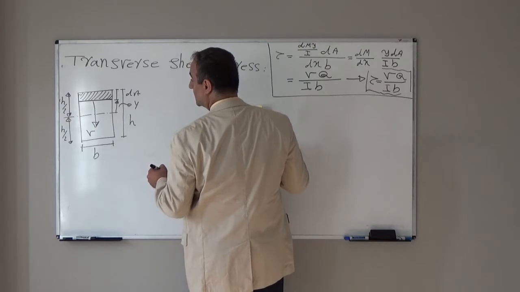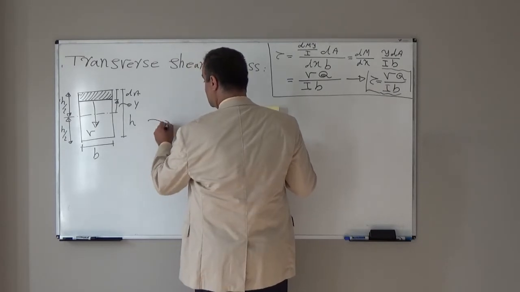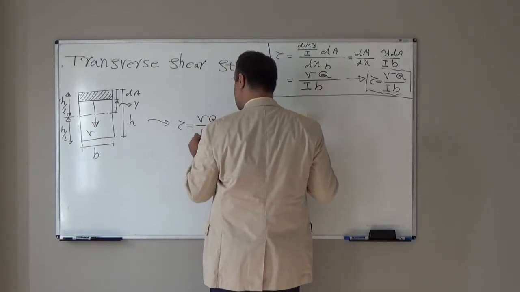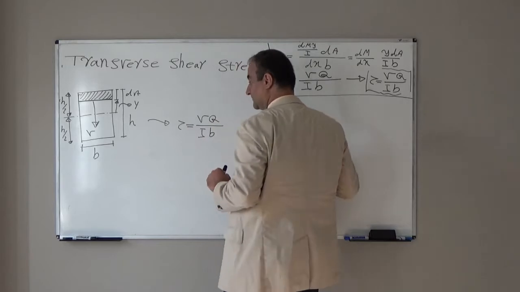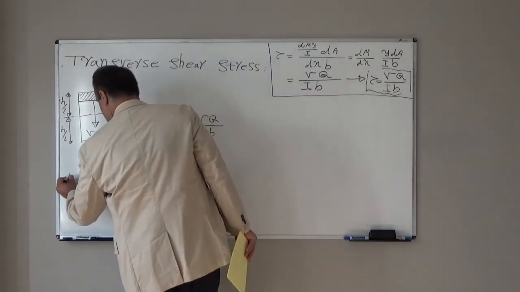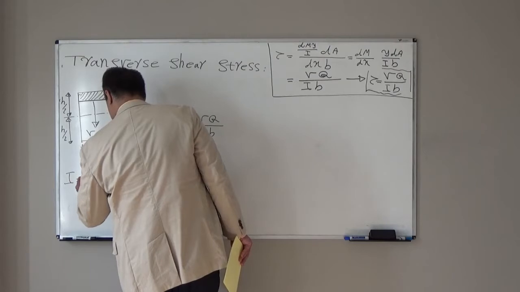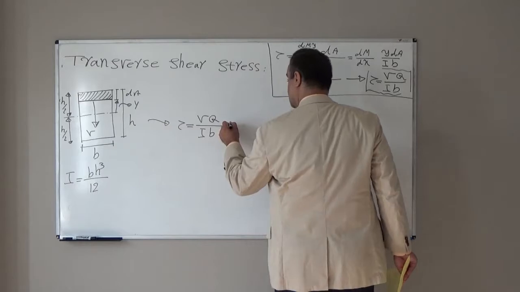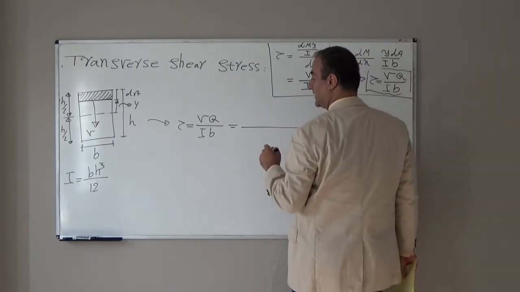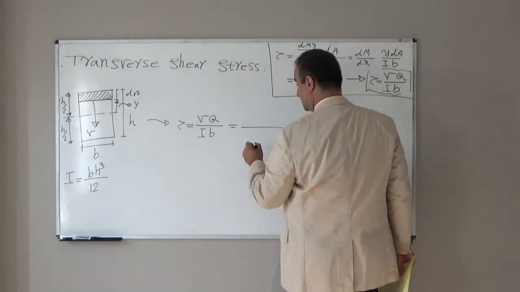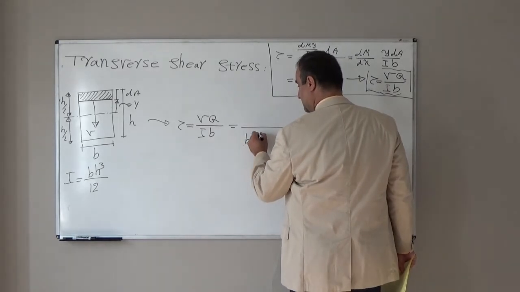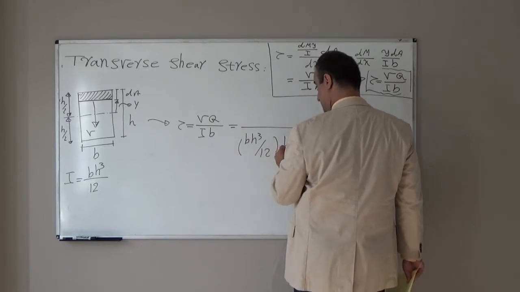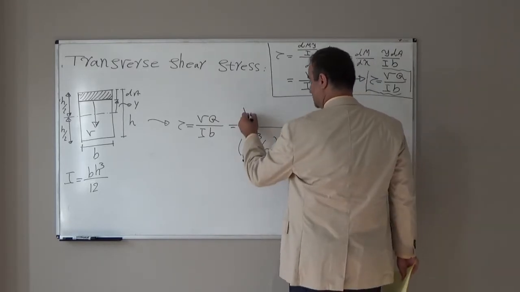If we write the shear stress distribution formula, it is VQ over IB. I for this beam is B H cubed over 12, so instead of I I can write B H cubed over 12. The width of the section is B. V is the shear force.